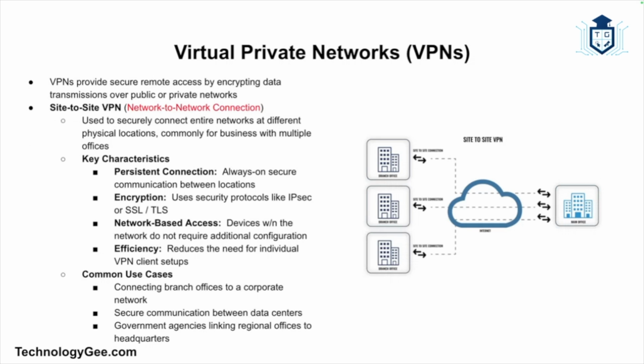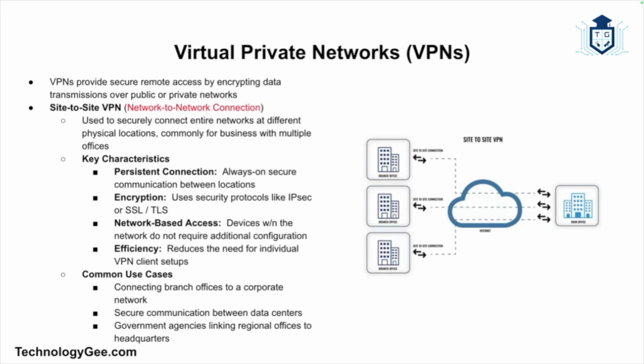All right, so let's begin by talking about VPNs. VPNs are essential tools that enable secure remote access to networks by encrypting data transmissions over public or private networks. There are two primary types of VPNs: site-to-site and client-to-site. So let's talk about a site-to-site VPN.